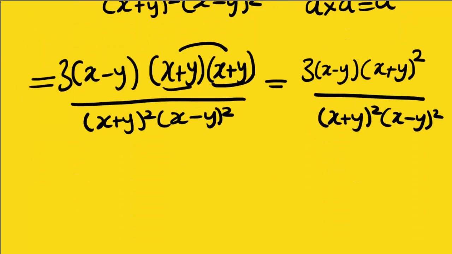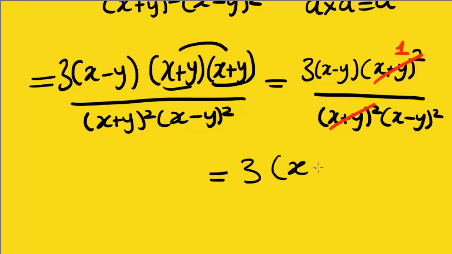If you look at the numerator and denominator, you see that we have x plus y squared here and x plus y squared here. So you can divide x plus y squared by x plus y squared, or as some other people say, just cancel them out. This would be 1, because it's basically saying how many times can x plus y squared go into x plus y squared. Any number or term divided by itself is 1. So that simply goes, and we have 3 times x plus y over x minus y squared.